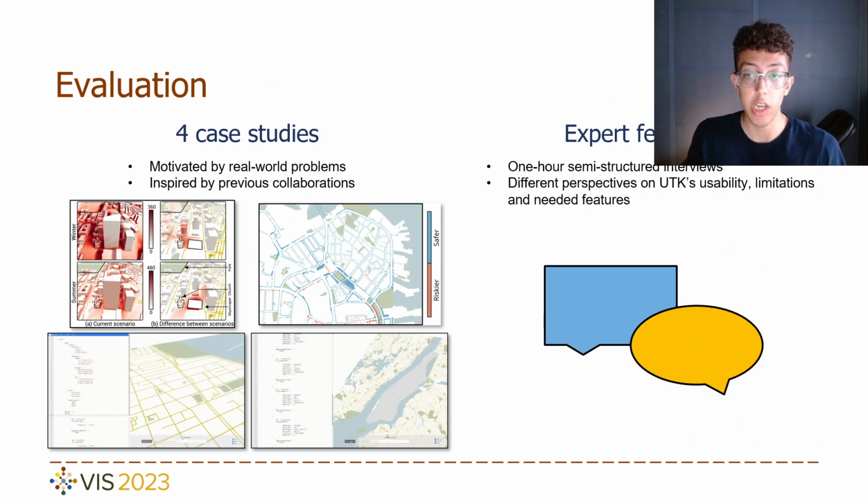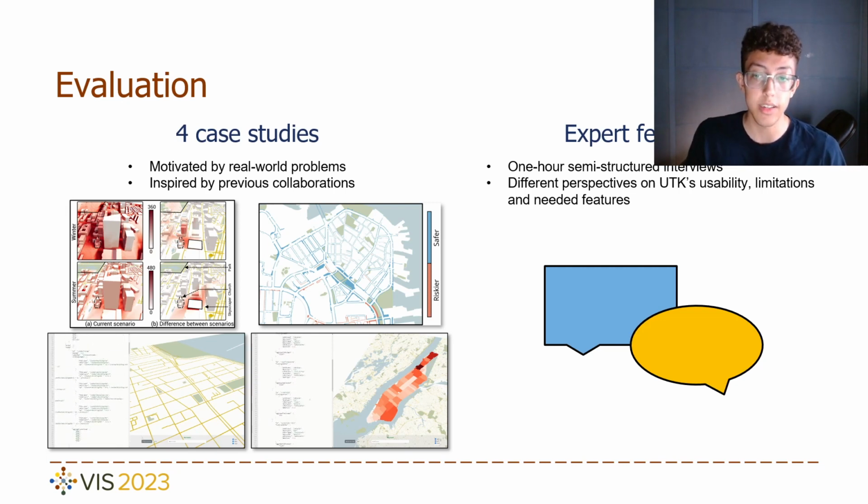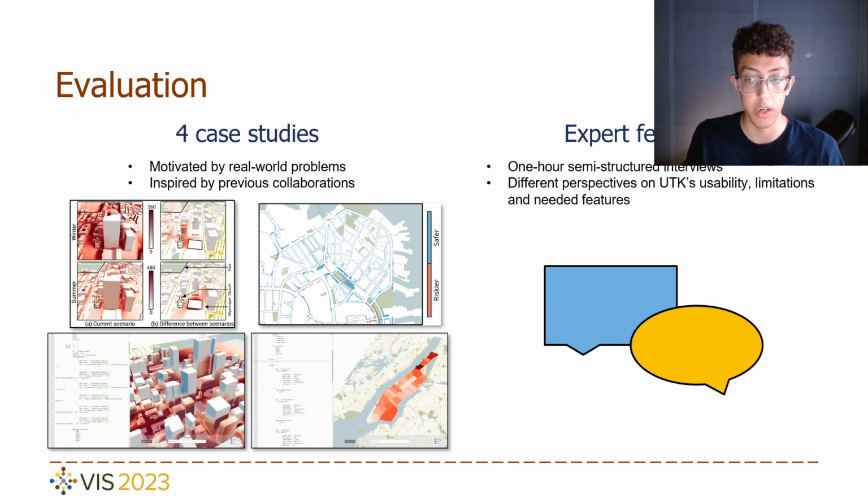But one of the biggest challenges with a tool like UTK is conducting an effective evaluation. To do that, we defined a mixed approach by having 4 case studies that were motivated by real-world problems, like analyzing sunlight access during different seasons of the year, and also collecting feedback from domain experts through semi-structured interviews. Due to our time constraint, I will only discuss one of the use cases. Please refer to the paper for detailed descriptions of the other parts of the evaluation.